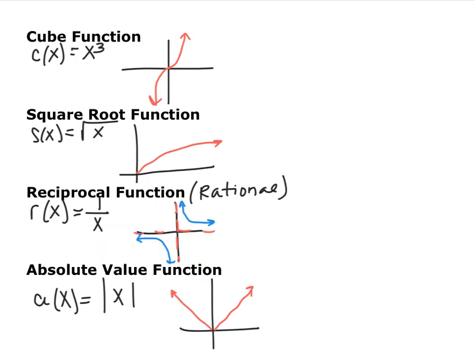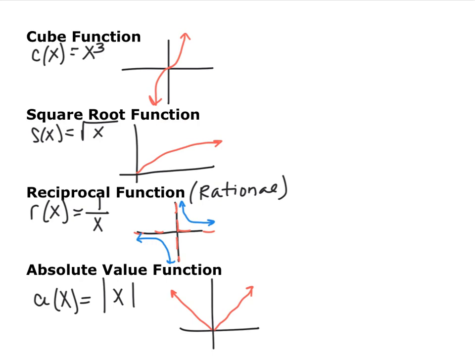The next set, here's the next four. So again, you might want to pause the video, write them down, sketch them out first. So the first one we have here is a cube function, or a cubic function, x cubed. So it looks like that. Square root function is only in the positive, or at least the parent function is only in the first quadrant.